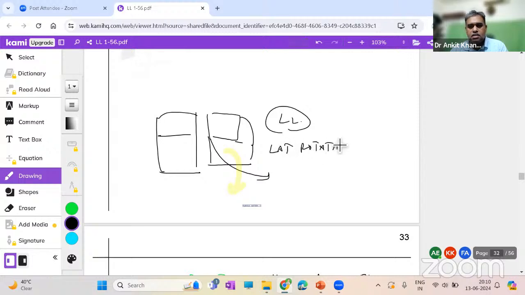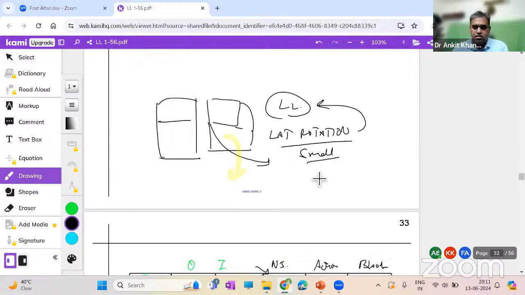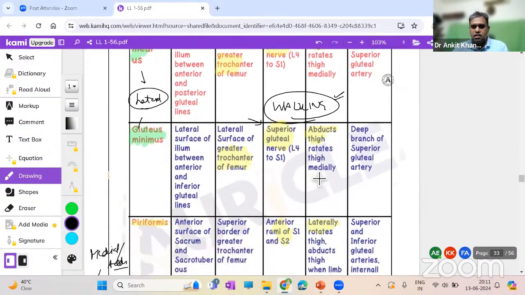That is your lateral rotation of the lower limb. That is done by these small lateral rotators, which are, at least remember the 5 names: piriformis, obturator internus, superior and inferior gemelli, and your quadratus femoris. Okay. So that is a major action. And original insertion, they have smalls.